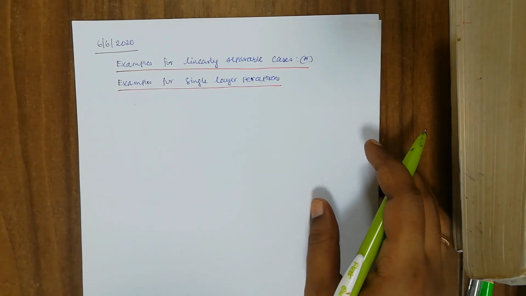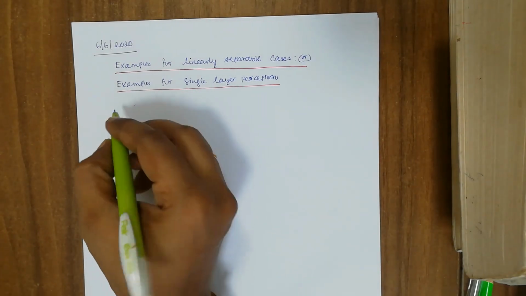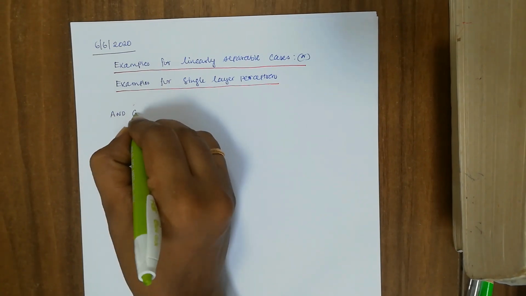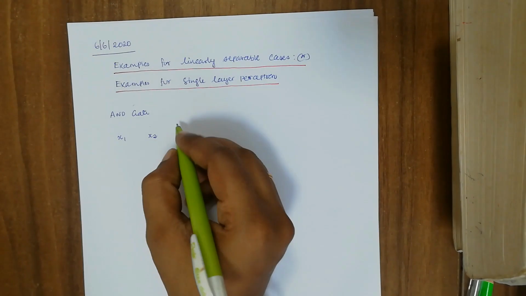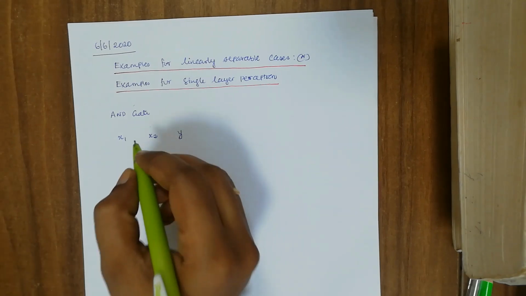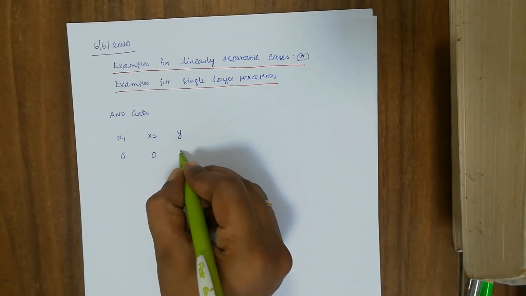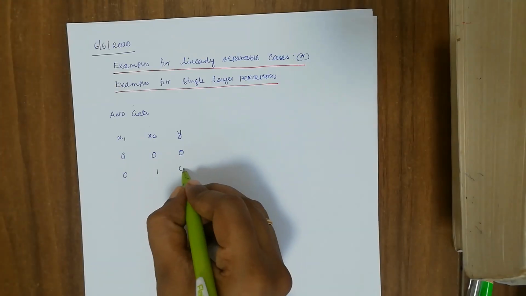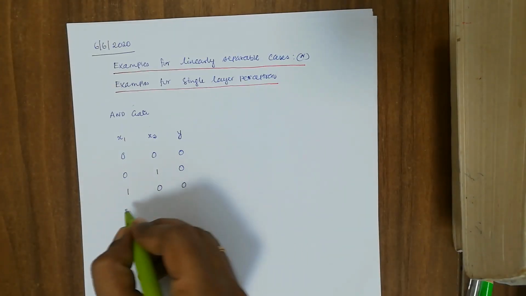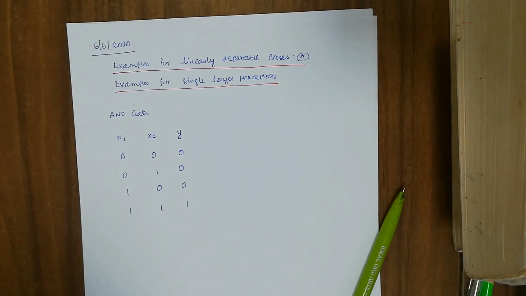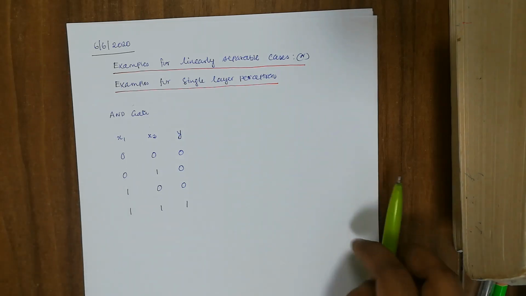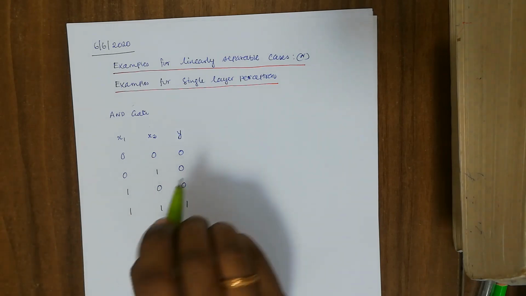Now for simplicity, let us take the AND gate, which involves binary arithmetic operations. The AND gate, as we all know, takes x1, x2 and gives y as an output: 0, 0 gives 0; 0, 1 gives 0; 1, 0 gives 0; and 1, 1 gives 1. So what we expect is that the output of the AND gate should be 1 whenever both the inputs are high.